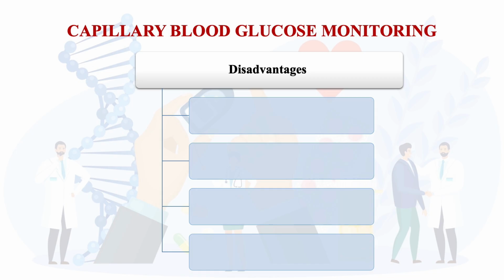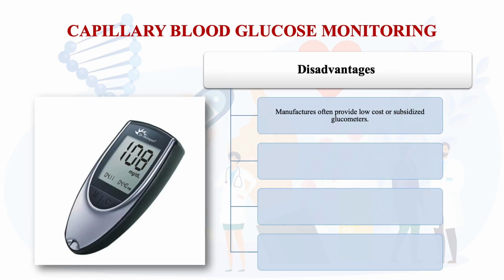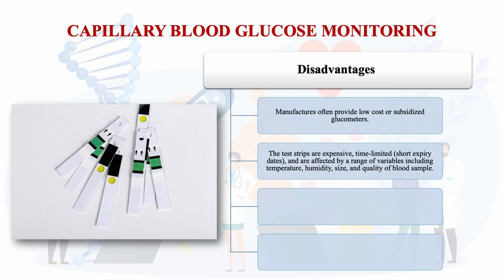Talking about the disadvantages of capillary blood glucose monitoring, manufacturers often provide low cost or subsidized glucometers. The test strips are expensive, time limited, that means they may have short expiry dates, and are affected by a range of variables including temperature, humidity, size and quality of blood sample obtained.